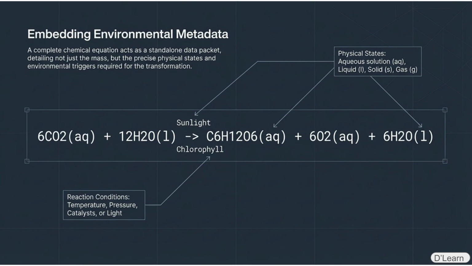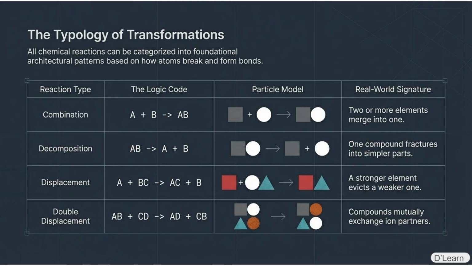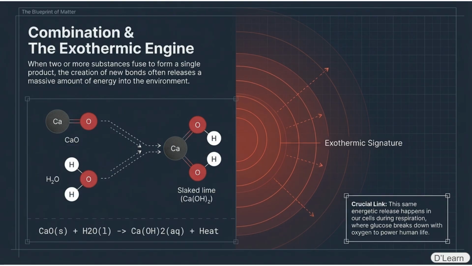A complete chemical equation acts as a standalone data packet. It details not only the mass, but also the precise physical states of reactants and products, and the environmental triggers required for the transformation. All chemical reactions are categorized into foundational patterns based on how atoms break and form bonds. These include combination, decomposition, displacement, and double displacement reactions, each with a unique logic code and real-world signature.